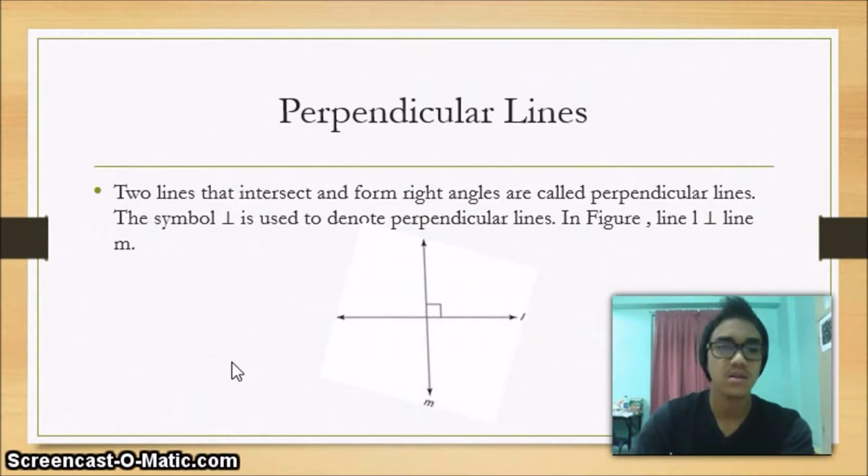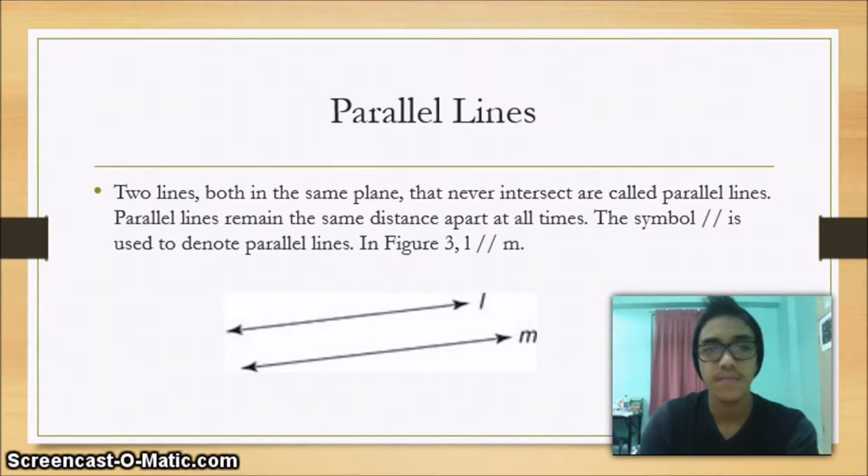So the next line is parallel lines. Everyone knows what a parallel line is because we were taught from when we were little. Two lines both in the same plane that never intersect are called parallel lines. Parallel lines remain the same distance apart at all times. Okay, for parallel lines we use this symbol. So here, line L and M are parallel.